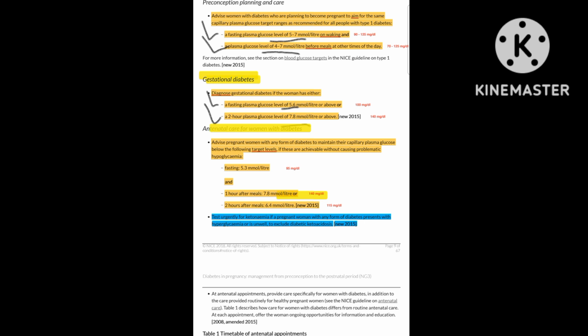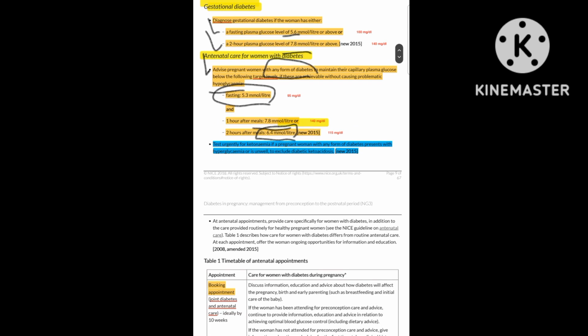Now, antenatal care for women with diabetes. Advise pregnant women with any form of diabetes to maintain their capillary plasma glucose below the following target levels if these are achievable without causing problematic hypoglycemia. Fasting 5.3 millimole per liter, 1 hour 7.8 millimole per liter, and 2 hours after meal 6.4 millimole per liter. These are very important to remember. Any form of diabetes: gestational, type 1 or type 2. Fasting should be 5.3, 1 hour 7.8, and 2 hour 6.4 millimole per liter.